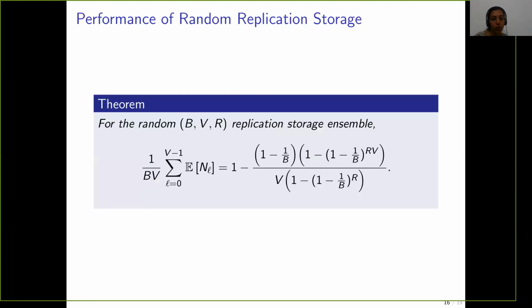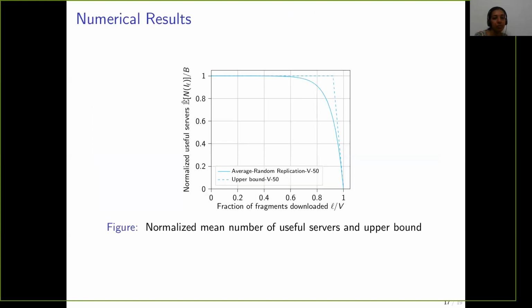And now we also show that the normalized average number of useful servers of a random BVR replication storage ensemble is given by this expression, which converges to 1 as the number of fragments V is asymptotically large. That is, this randomized storage scheme that we have proposed is the optimal storage scheme for any encoding strategy and not just within the class of replication codes.